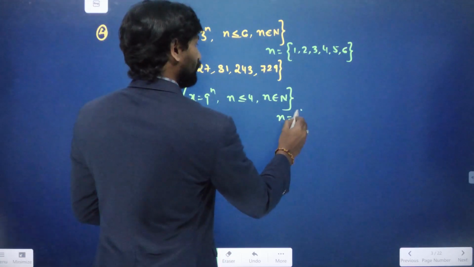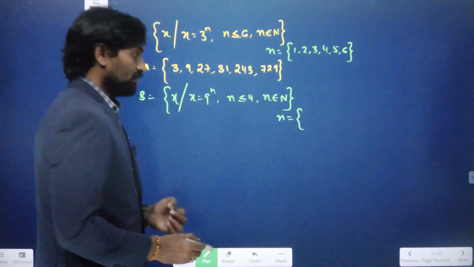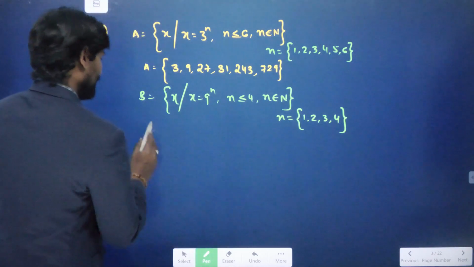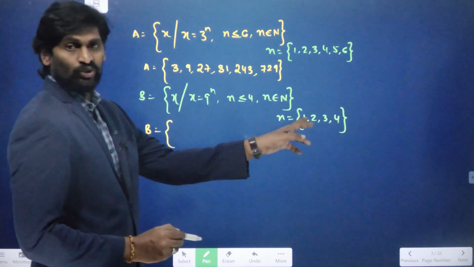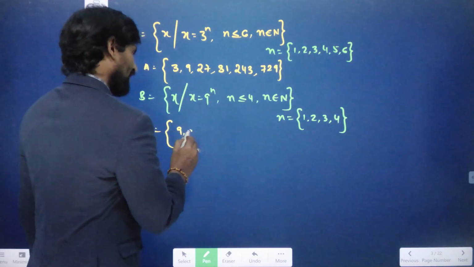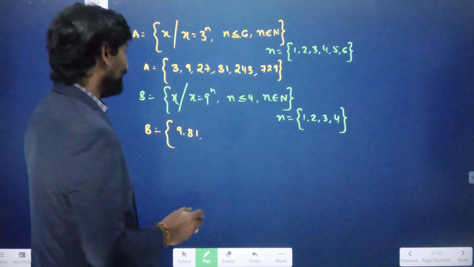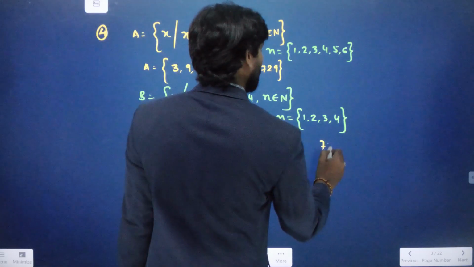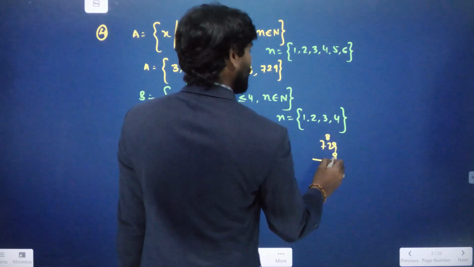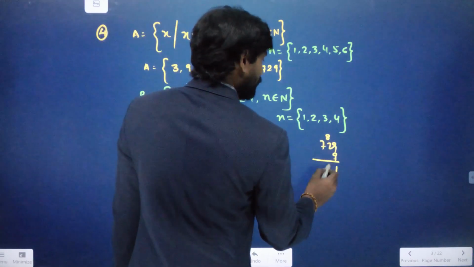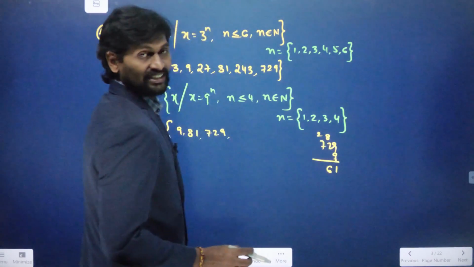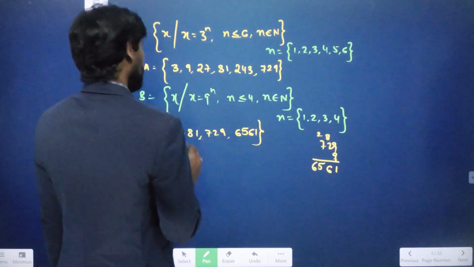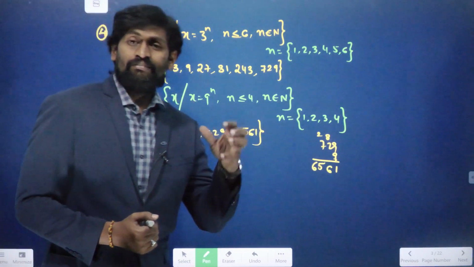So n is less than or equal to 4 from the set of natural numbers, so 1, 2, 3 and 4. Now let us try to write the set B. Set B equals, take n value 1, then 9 power 1 will be 9, 9 square 81, 9 cube 729, and 9 power 4 is 729 into 9. So 9 9s are 81, 9 2s are 18, 18 plus 8 is 26, 9 7s are 63, 65. So 6561. So finally we found set A elements and set B elements.